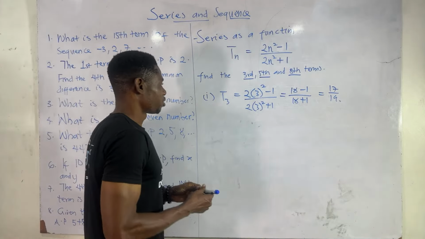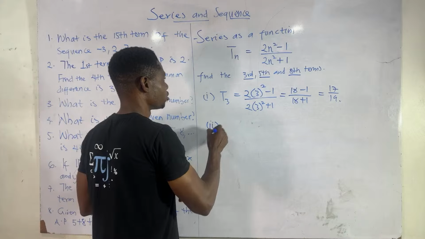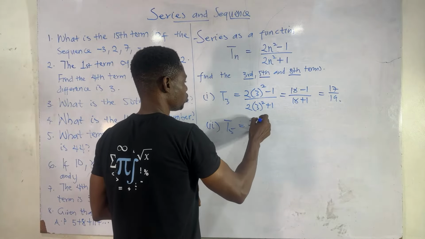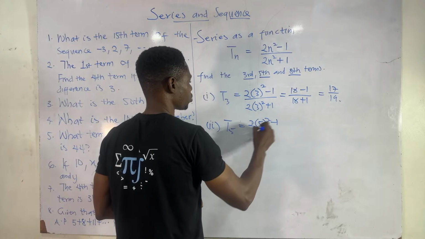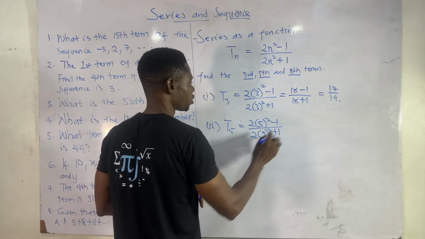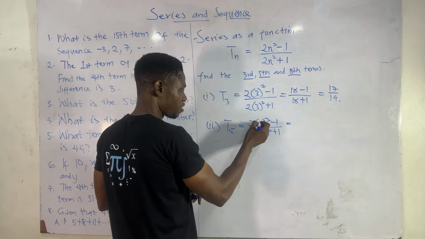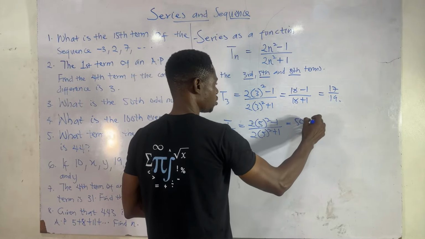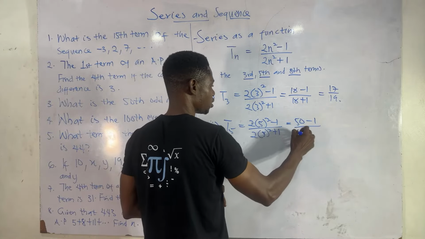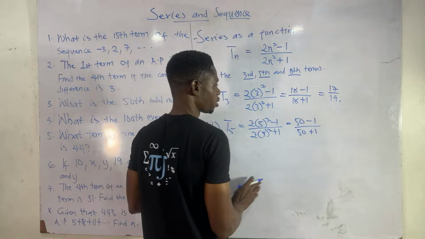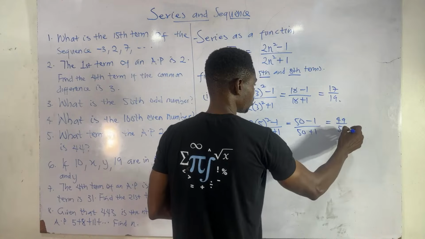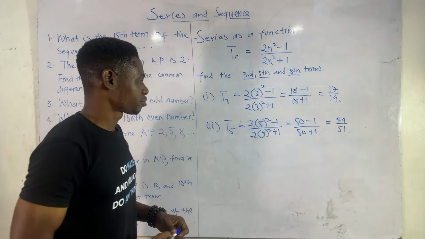All right, so most of you are correct for the first one. So for the second, T5 will be 2 into 5 squared minus 1 over 2 into 5 squared plus 1. So you have 25 multiplied by 2, that's 50 minus 1, over 5 squared is 25 times 2, 50 plus 1. So that's 49 over 51. So correct.